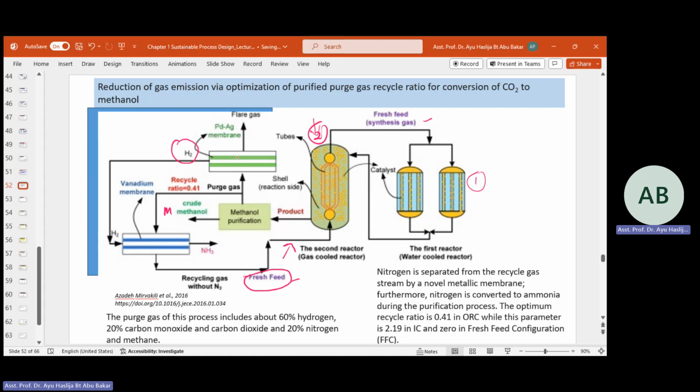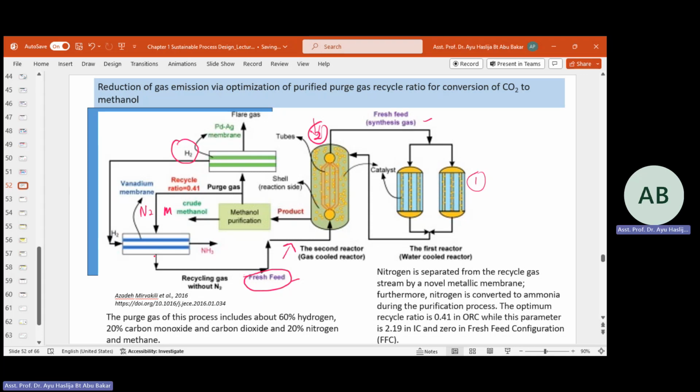Okay, it goes to the first membrane. One stream goes to this membrane to separate the H2. Then it enters the second membrane, where it separates the N2. Perhaps over here, the recycle ratio, maybe you have N2. So here it separates the N2 from the stream where it formed the NH3.